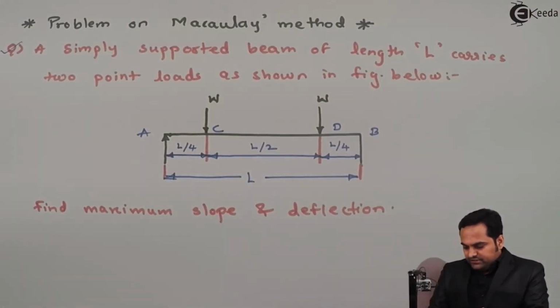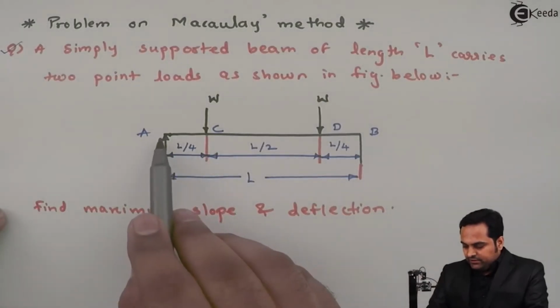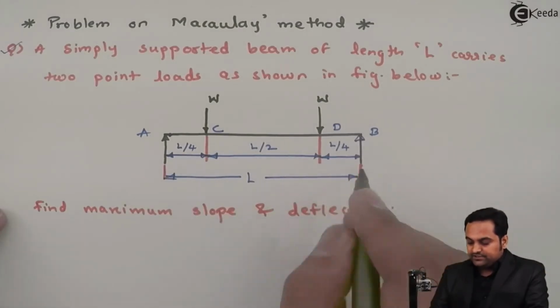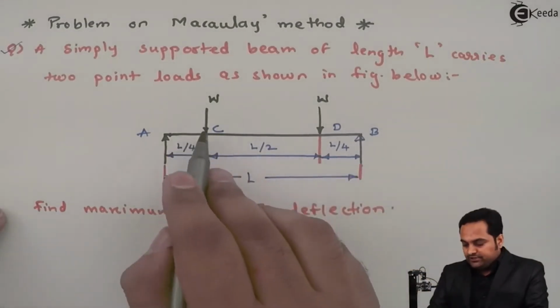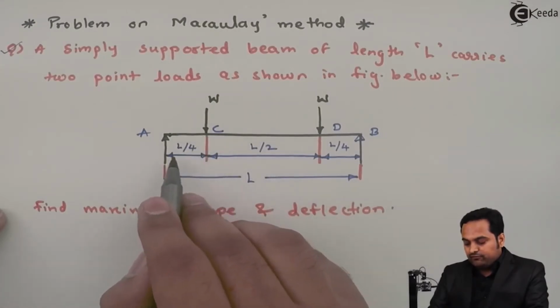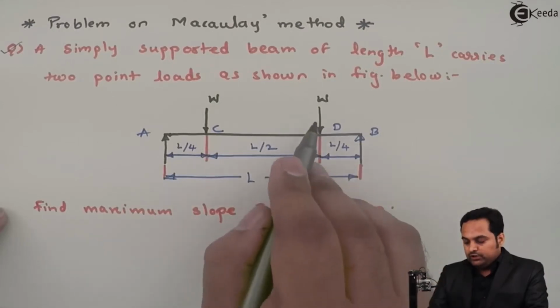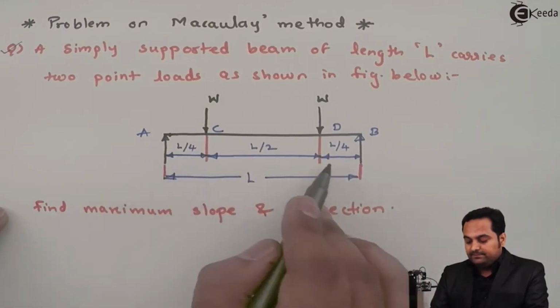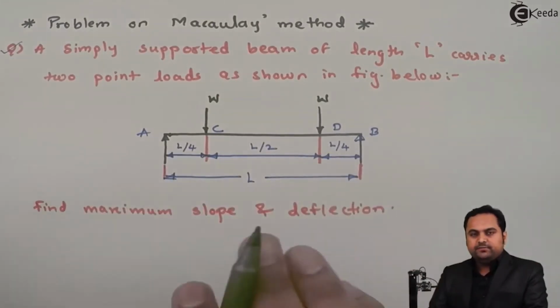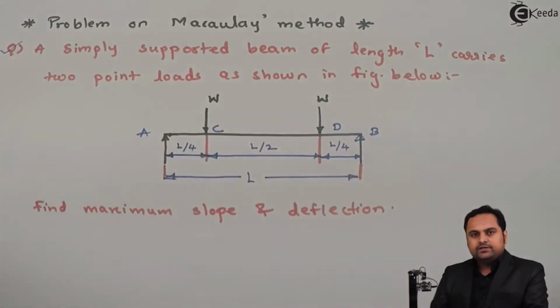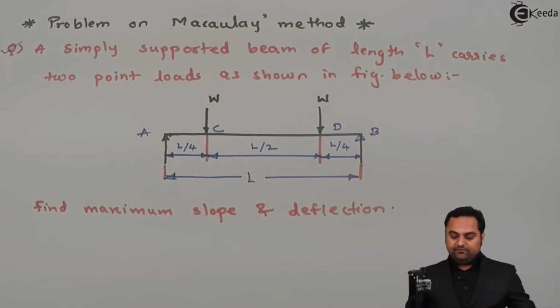Now, for this beam which is given, as I can see, it is supported at A and B respectively. These are called simple supports. The load is acting at point C at a distance L by 4 from A and at point D, which is at L by 4 from B. So the loads are located at equal distance from A and B. This beam is a symmetric beam having the same load value, and even the distances from the supports are the same. So it is considered a symmetric beam, and for such a beam we need to calculate where the maximum slope and deflection will be.